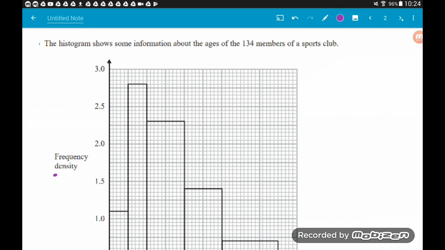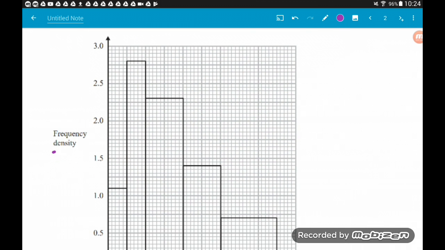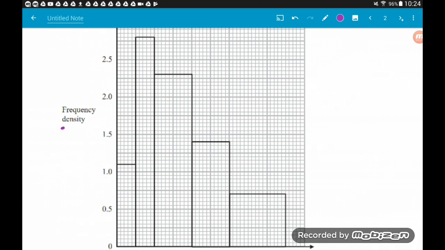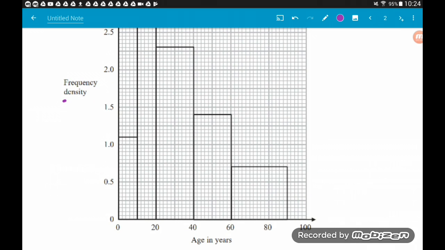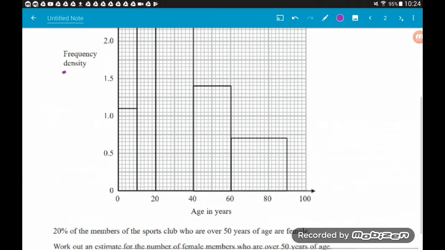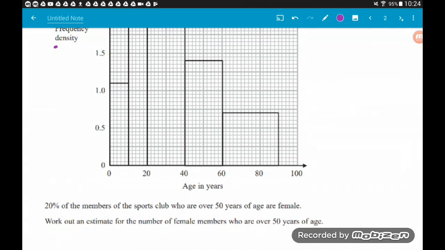Okay, first question. Here this histogram shows the information about 134 members of a sports club. Note how we have frequency density going up the side. We always need that. So there's our lovely histogram. Then we're told 20% of the members over 50 years of age are female. Then we want to estimate the number of female members that are over the age of 50.